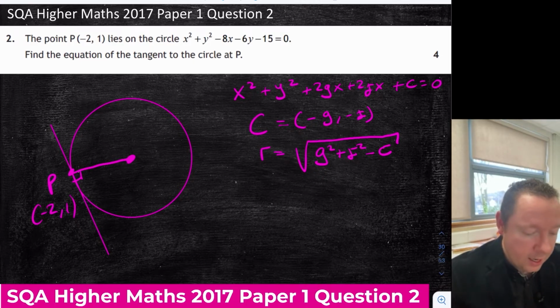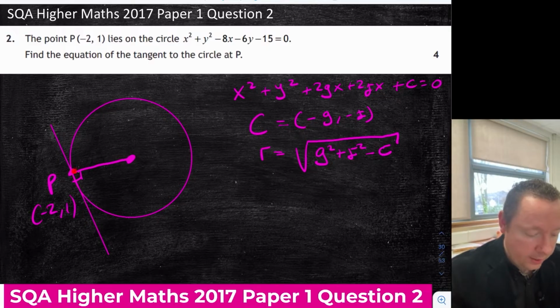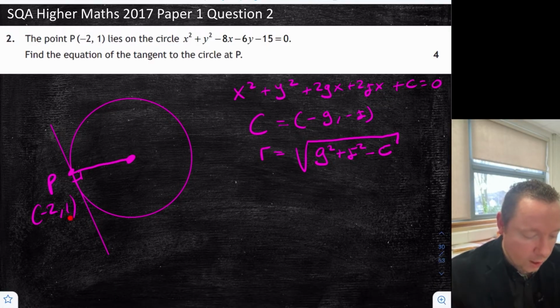SQA Higher Maths 2017, paper 1, question 2. This point P lies on this circle. Find the equation of a tangent at P. So I've already drawn a picture. P could be going about here, minus 2, 1. And a tangent makes a right angle with the radius.